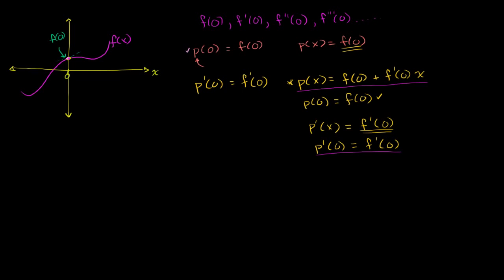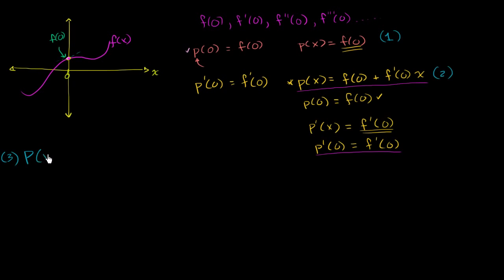Let's define p of x. So let's make it clear. This was our first try. This is our second try right over here, and I'm about to embark on our third try. So in our third try, my goal is that the value of my polynomial is the same as the value of the function at 0. They have the same derivative at 0, and they also have the same second derivative at 0.